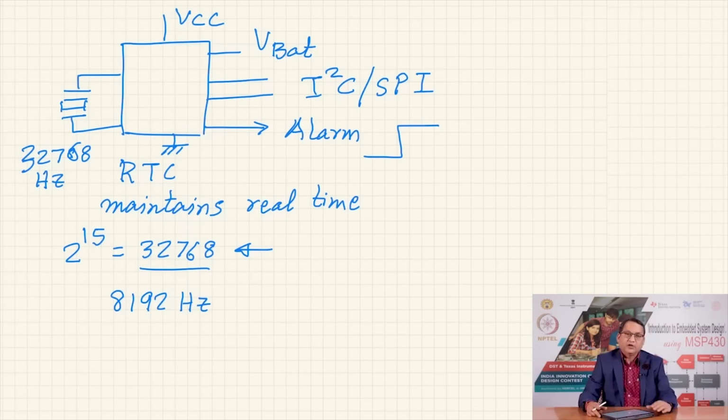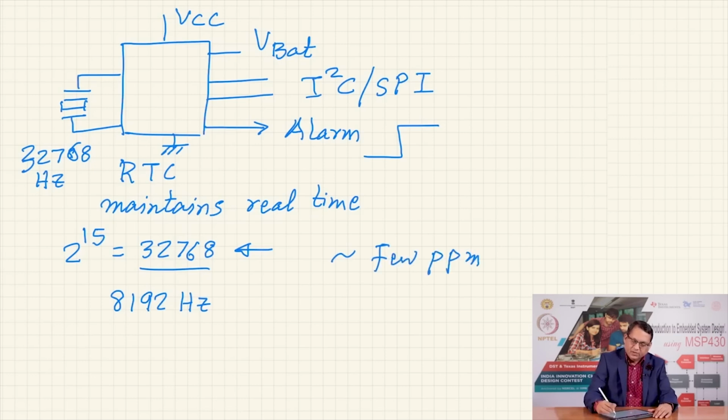The accuracy of the crystal here would determine how well the real time is being maintained. And typically these crystals have a temperature coefficient which is of the order of a few parts per million per degree centigrade, and therefore traditional quartz crystal based real time clocks offer roughly a drift of a few seconds per month.